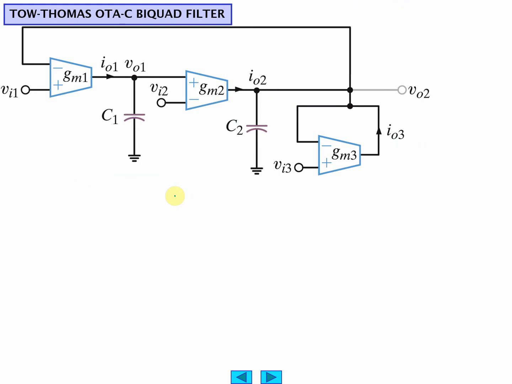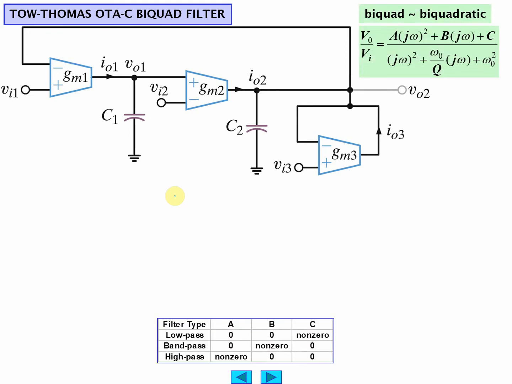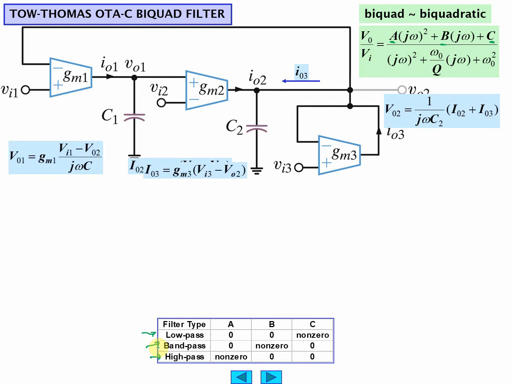Not going to go through the details of this. But you can program, the trick is with this, depending on what A, B, and C are, you can program it to be a low pass, band pass, or high pass. Now, as we're going to see in just a minute, for this circuit, A is going to be 0. And I'm just going to zip through it.